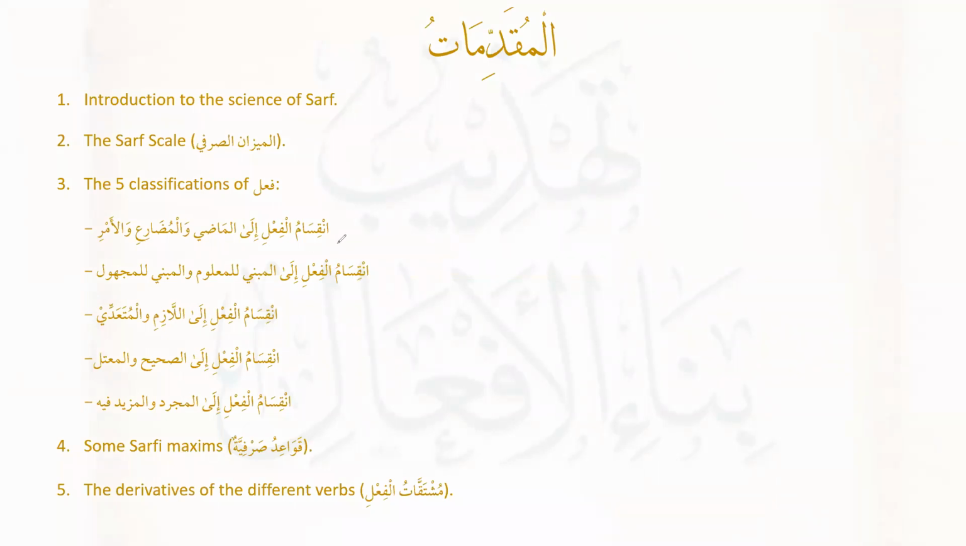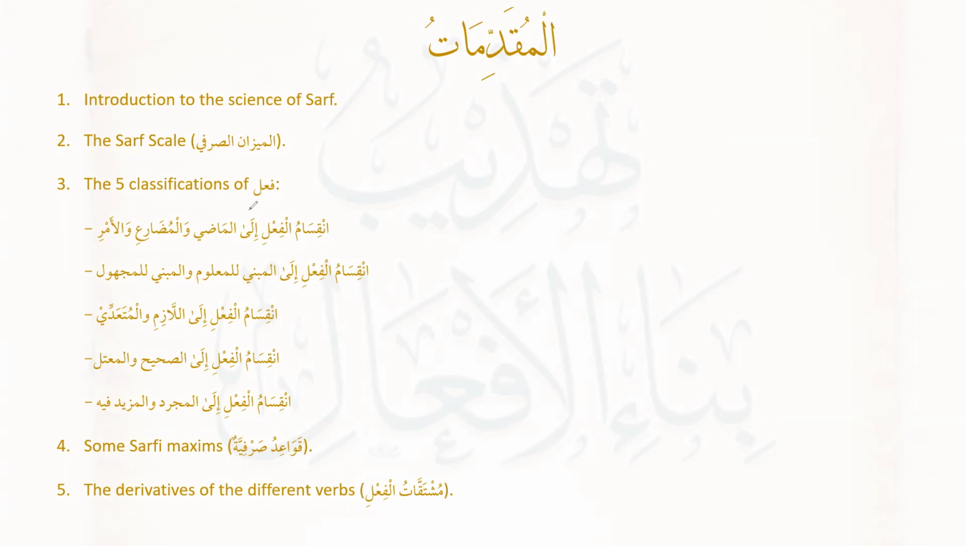Anything can be classified in a number of ways, but in a particular science, you only mention the classifications that benefit you in that particular science. And in the science of Sarf, these are the 5 classifications that will benefit us, in addition to those mentioned in the book. Then we have some qawaid sarfiyya, some maxims and principles related to Sarf, related to how the words form and how they get altered and how different letters take places of others, etc.